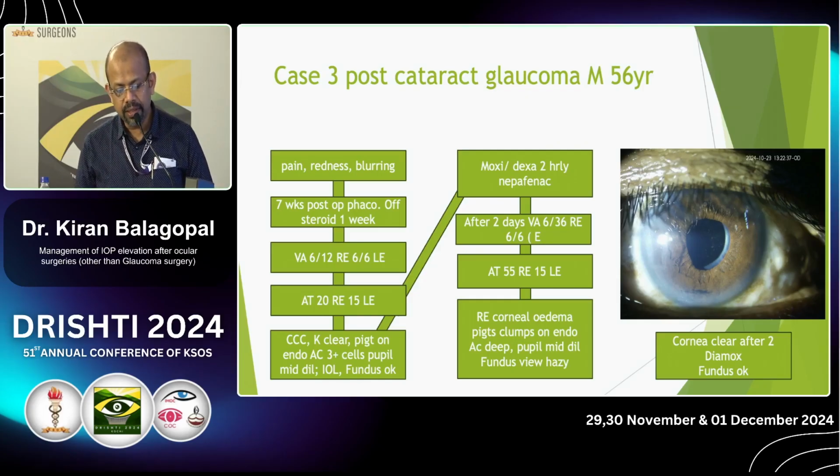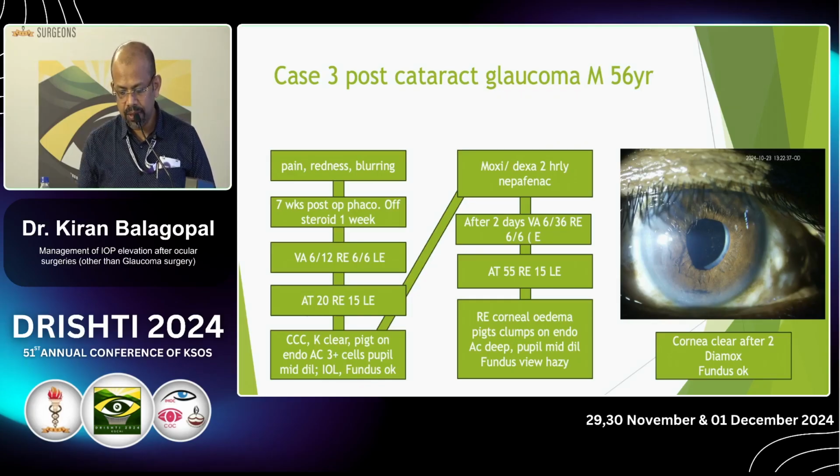So on re-examination, the right eye had corneal edema, pigment clumps on the endothelium, AC was deep, pupil was still mid-dilated, not reacting, fundus view was hazy. After 2 tablets stat Diamox, fundus view was clear and fundus appeared normal.